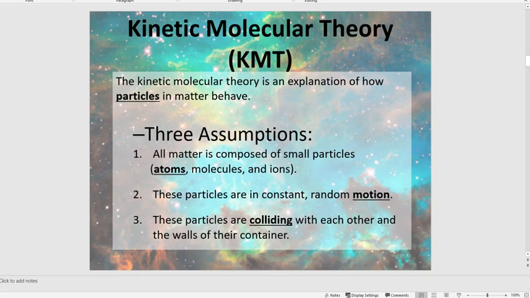Number 2, the next assumption. These particles are in constant random motion regardless of the state of matter. Number 3, the third assumption. These particles are colliding with each other and the walls of the container which holds them.